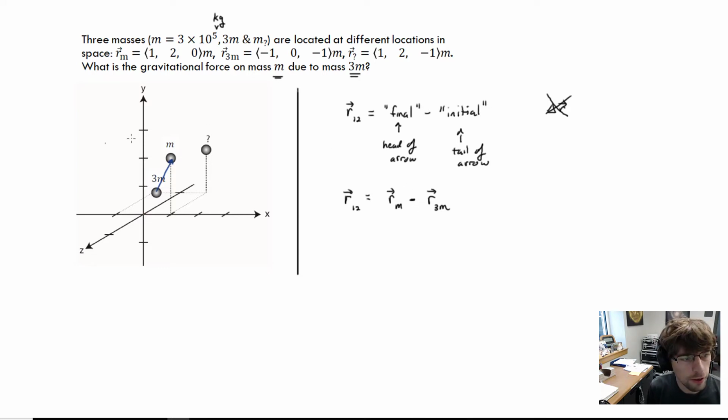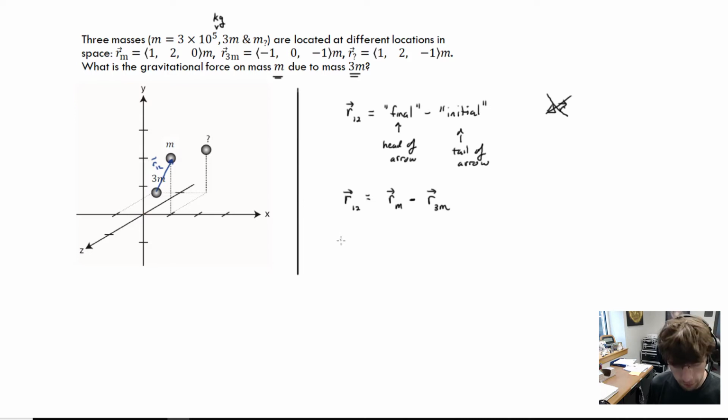Alternatively, rather than thinking of it that way, you could think of it as saying, hey, wait a minute. If I take this relative position vector R12 and add to it the position of mass 3m, I should end up at the position of mass m. So you could kind of flip it around if that helps you a little bit.